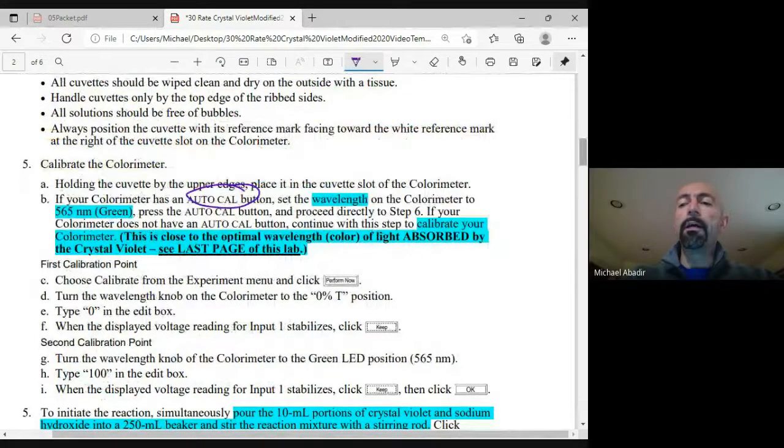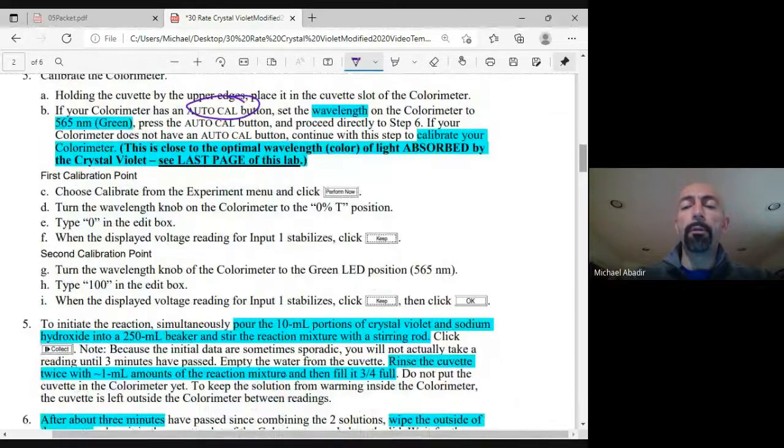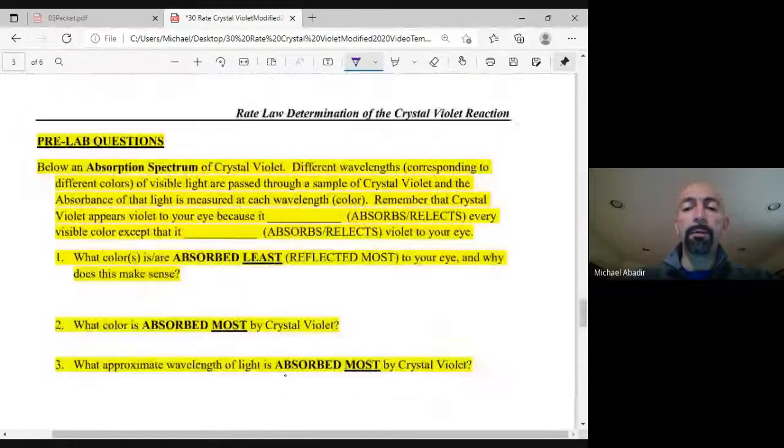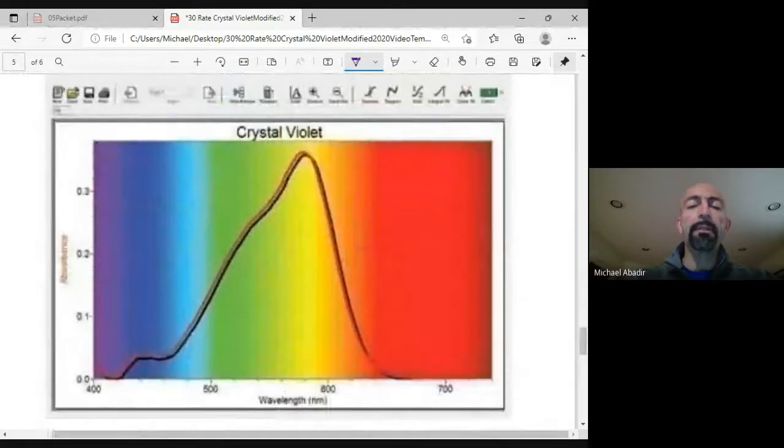All right, now you're going to adjust what color is going to go through the colorimeter. Okay, you can adjust it by wavelength. So if you look at this graph, this tells you the crystal violet absorption by different wavelengths of light. Okay, so purple light has a wavelength around 400 nanometers. Red light is in like the 650 range, so 700 perhaps nanometers. Okay, notice crystal violet absorbs best in this region right here. So this wavelength, which is like a yellowish green color, is roughly 580 nanometers.